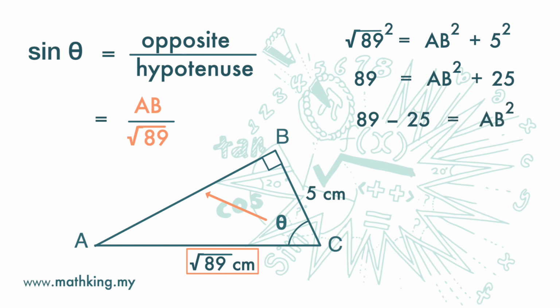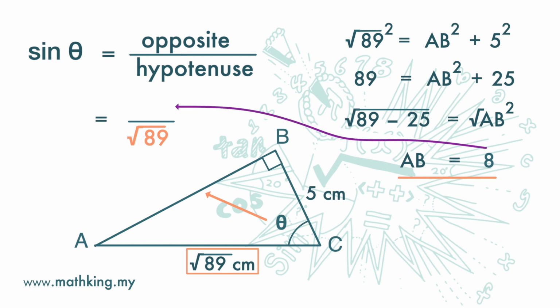And then we get rid of the square of AB by taking the square root of it. And we do that to the left hand side as well. And we get AB is equal to 8. We plug in this number into here. And we get 8 over square root 89, or 0.848.